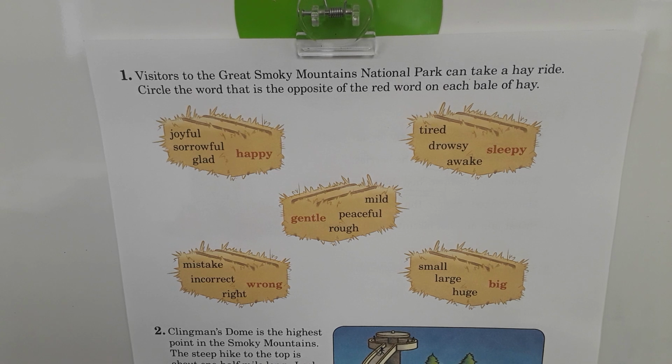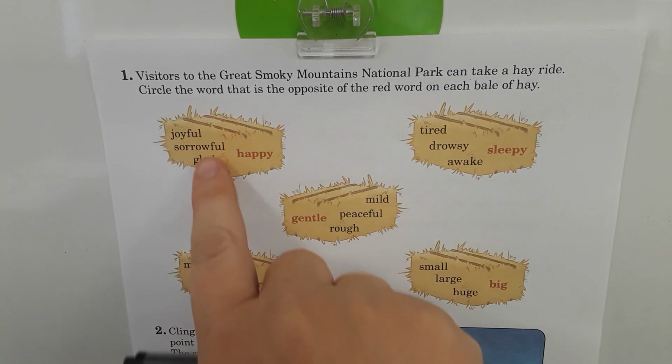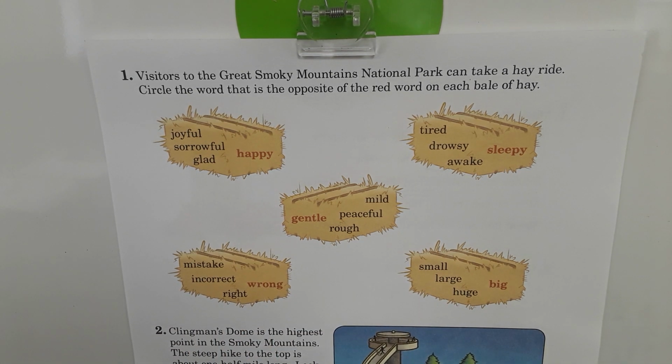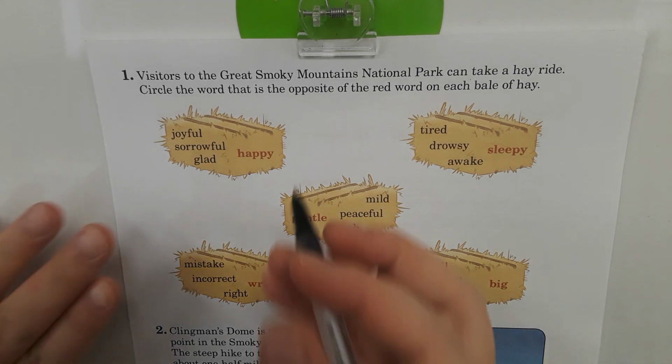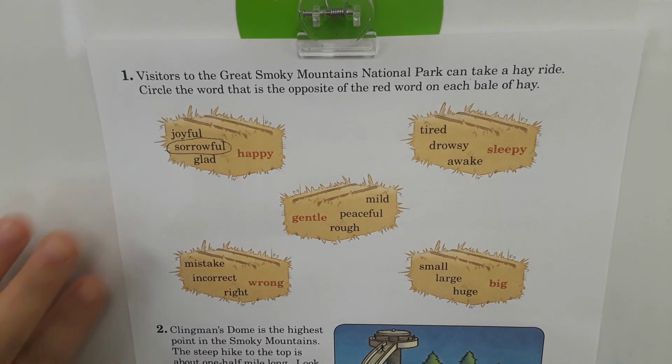Visitors to the Great Smoky Mountains National Park can take a hayride. Circle the word that is the opposite of the red word on each bale of hay. The red word is happy. Which one of these words is the opposite? Joyful, sorrowful, or glad? Sorrowful is the opposite of happy.